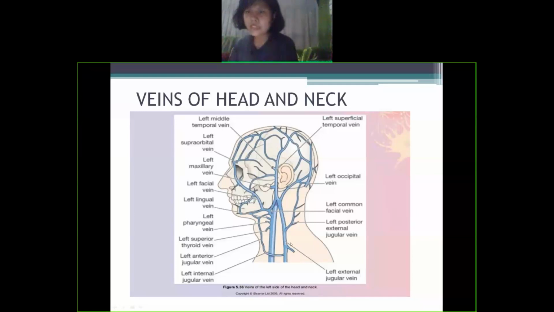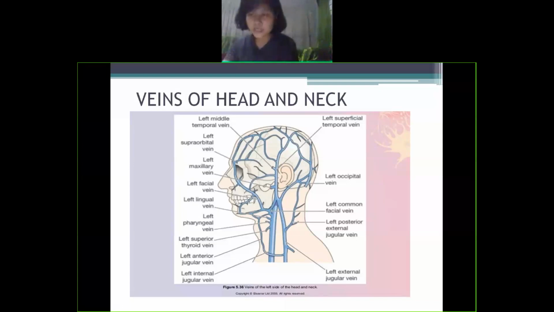This one. This is the left side. Both right side and left side are there. I'm just showing you the left portion. Both right and left side is there. So they will unite with the external jugular vein. This is the external jugular vein. I'll repeat again. The deoxygenated blood that is coming from the face and the neck, with the help of what?